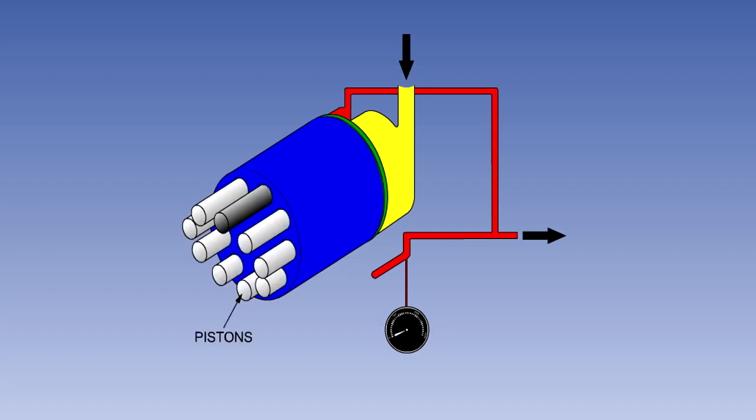Each cylinder has a piston fitted into it. The pistons are connected by shoes to the non-rotating yoke or swash plate. Again, lubrication is by hydraulic fluid at system pressure.